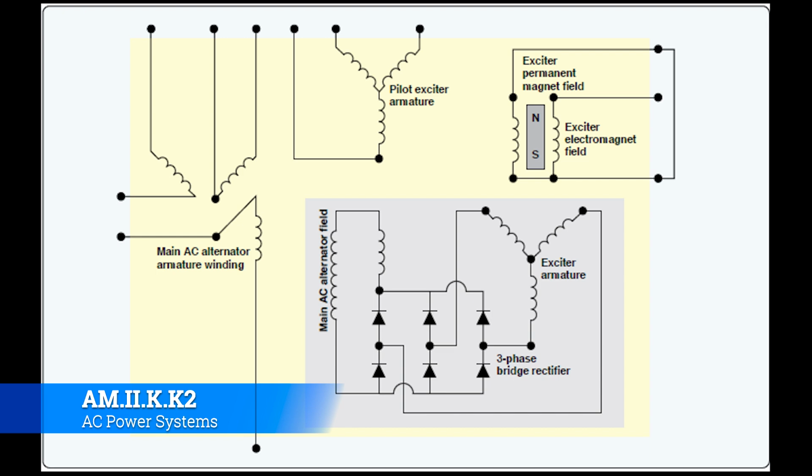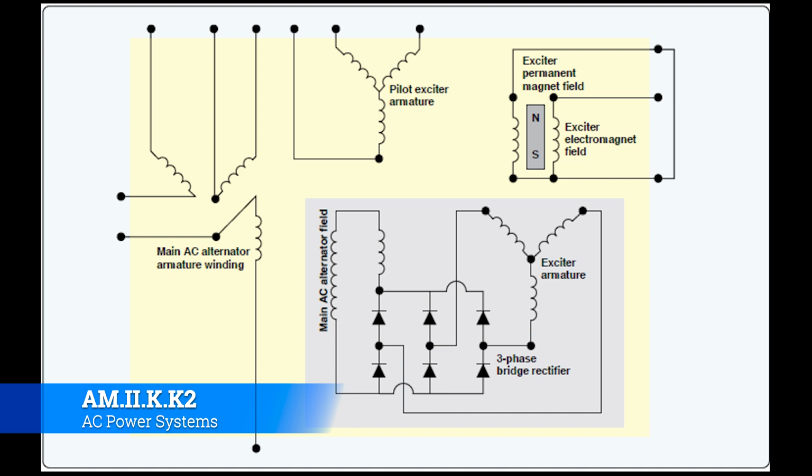The exciter is a small AC generator with a stationary field made with a permanent magnet and two electromagnets. The exciter armature is three phase and is mounted on the rotor shaft. The exciter armature output is rectified and sent to the pilot exciter field and the main generator field. Now, the pilot exciter field is mounted on the rotor shaft and is connected in series with the main generator field. The pilot exciter armature is mounted on the stationary part of the assembly.